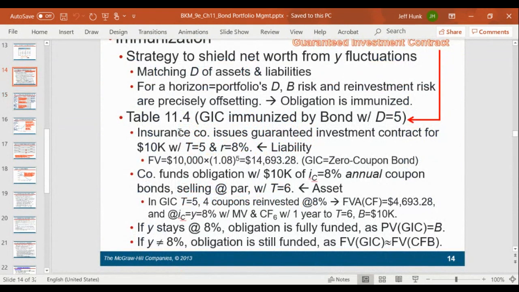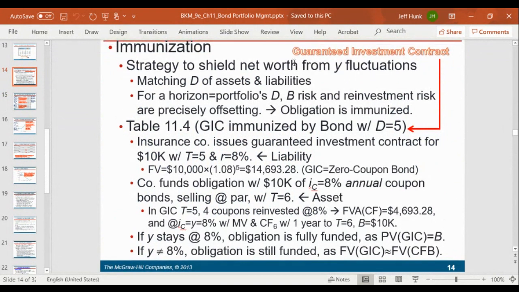We're going to get to that. So, a GIC immunized by a bond with a five-year duration. Now, what is a GIC? It's a guaranteed investment contract.